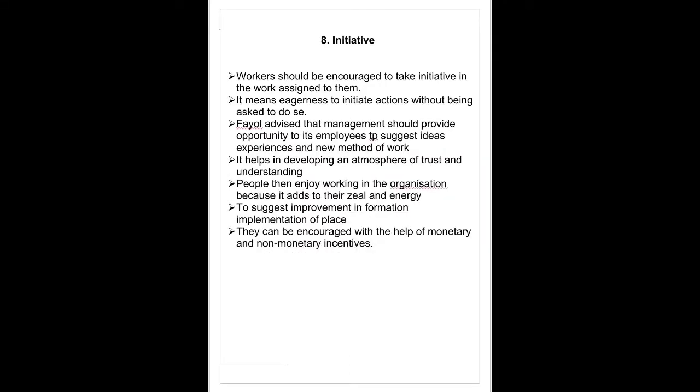Initiative. Workers should be encouraged to take initiative in the work assigned to them. It means eagerness to initiate actions without being asked to do so. Fayol advised that management should provide opportunity to its employees to suggest ideas, experiences, and new methods of work. It helps in developing an atmosphere of trust and understanding. People then enjoy working in the organization because it adds to their zeal and energy to suggest improvements in the formulation and implementation of plans. They can be encouraged with the help of monetary and non-monetary incentives.